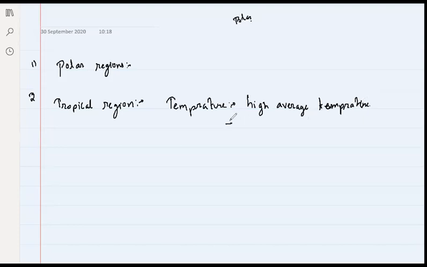Okay. Now second, rainfall. Tell me, rainfall. Yes, very good. So I can say that high amount of rainfall or large amount of rainfall, high rainfall. This is how you should write, high rainfall. I guess all of you have studied this already in class six, different regions. Have you? Some are saying yes, some are saying no.